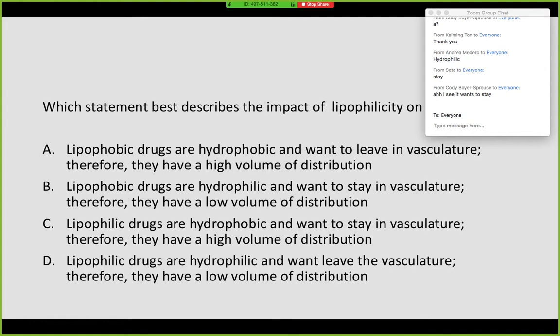Yeah, it wants to stay in the vasculature. So if it wants to stay in the vasculature, does it have a low volume of distribution or a high volume of distribution? Low, right. Okay, so then what would be the correct answer for this one? Right, B. Good job, you guys. Is everyone okay with that? That was definitely one of my tougher ones. That's about as tough as I can get. All right, let's go to the next one.